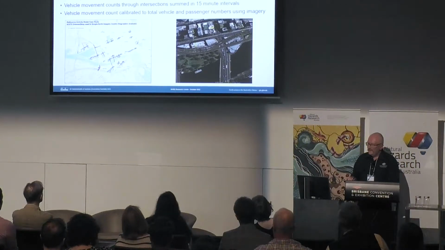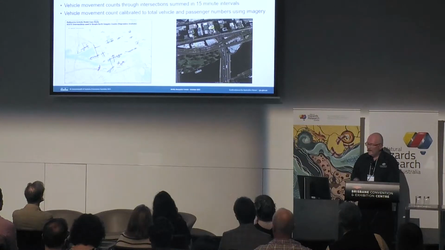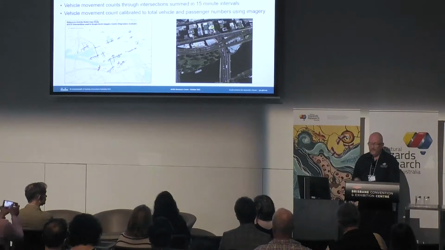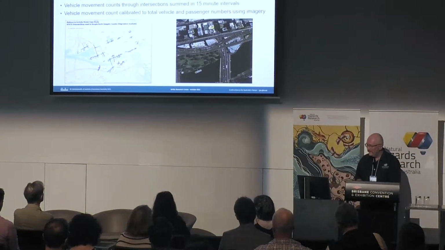So SCATS is actually called the Sydney Coordinated Adaptive Traffic System, but it's used in just about all the cities in Australia and New Zealand now. It was adopted for use in Victoria quite some time ago, and it basically is vehicle movement counts through intersections summed in 15-minute intervals. And again, it's open source, so you should be able to access that for most of our big cities, if that's something you're interested in.